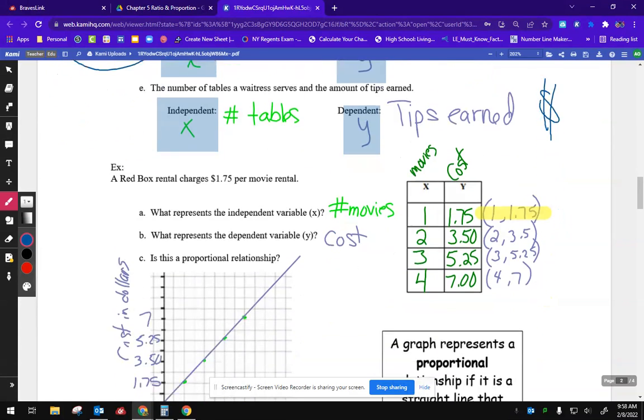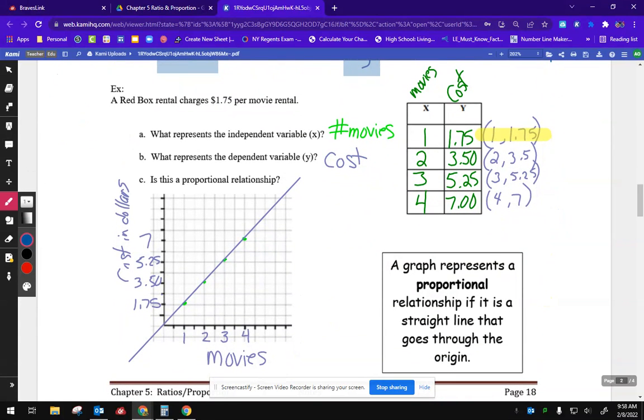All right. So now we're talking about a Redbox, which I've never rented from. Okay? Let's say they charge $1.75 per movie. So we need to know what the independent and dependent variable are. How many you buy is your choice, so that is independent. The cost is dependent.